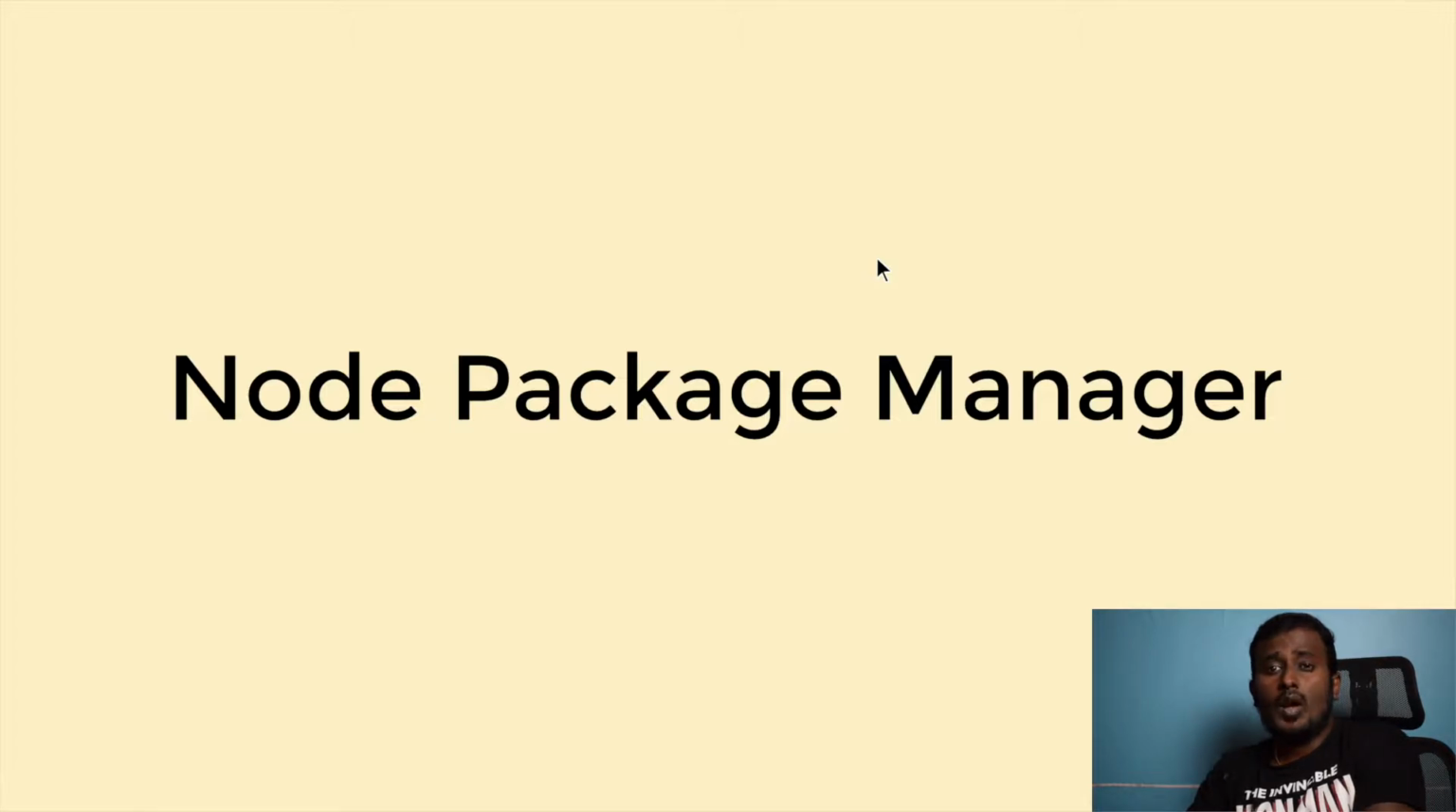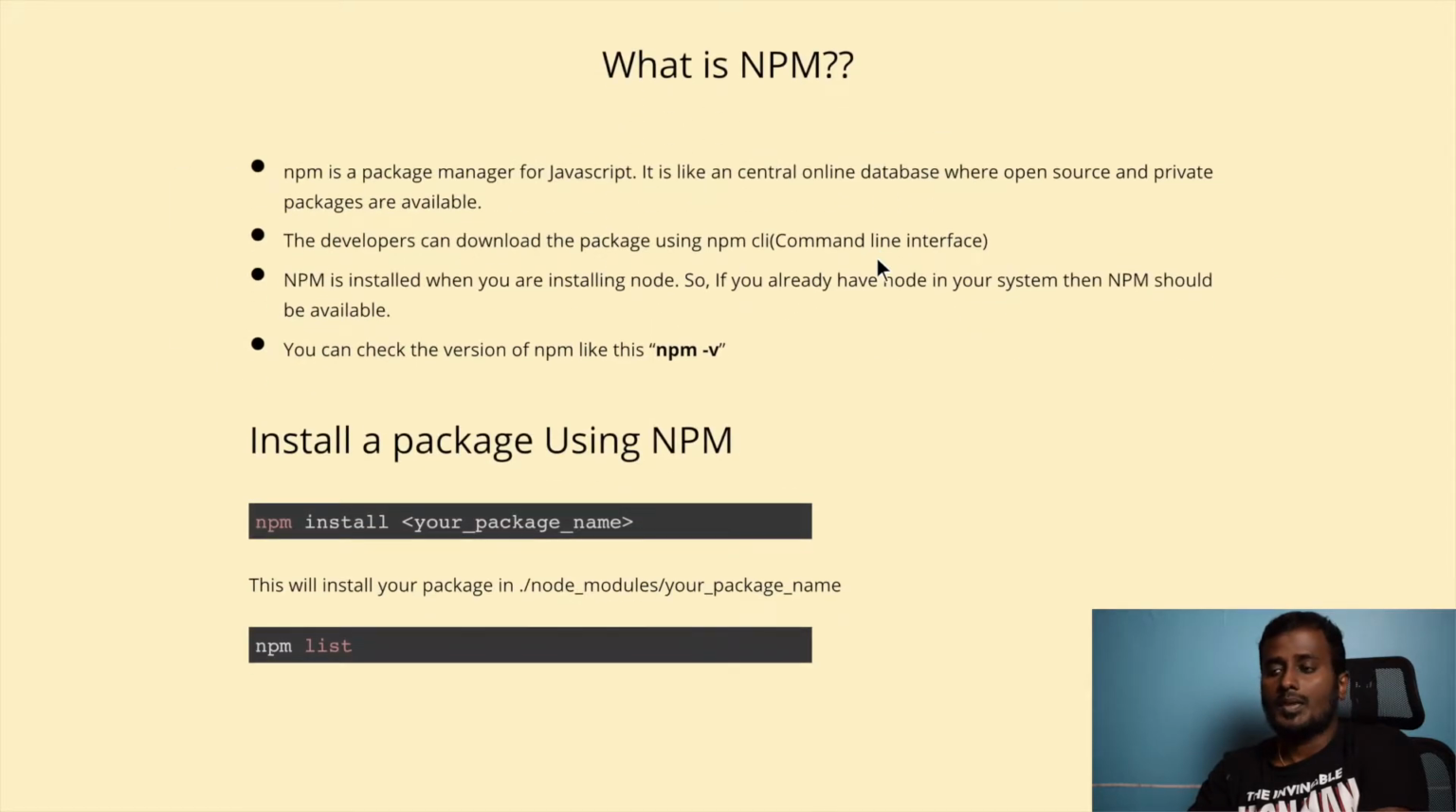So if you have already installed Node.js, then you would have already installed npm as well, because npm installs with Node.js. So if you want to check the version of npm in your laptop, you can say npm -v. It will give you the version of the npm which is installed in your laptop.